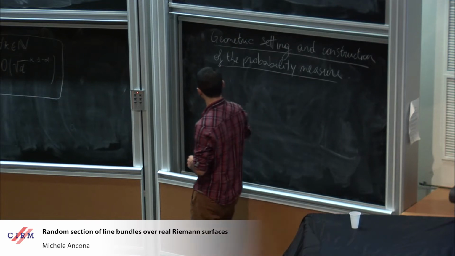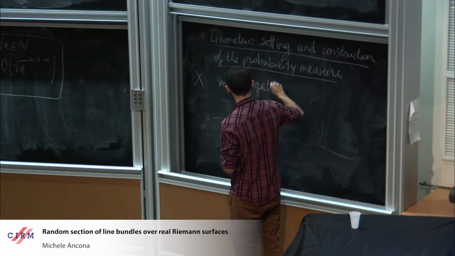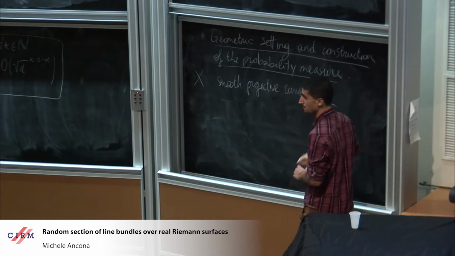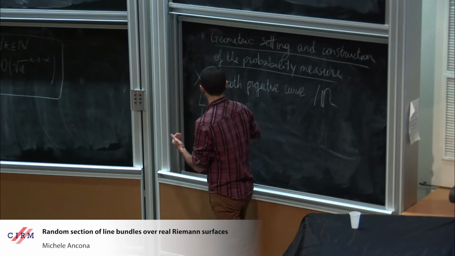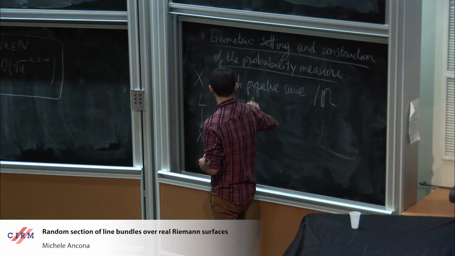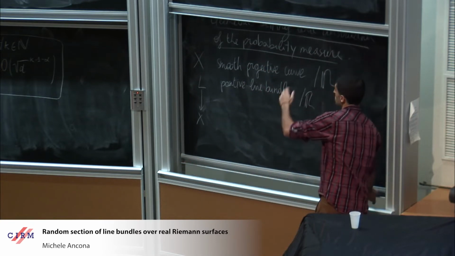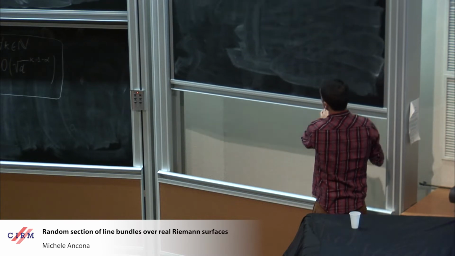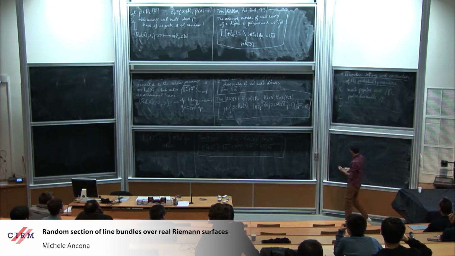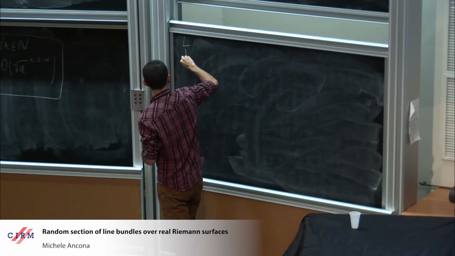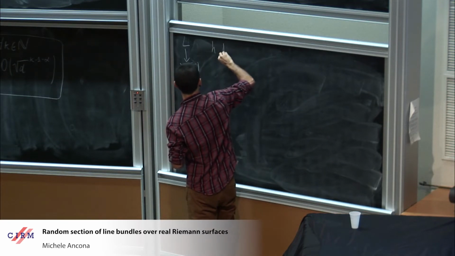So here we consider X a smooth projective curve over R, and we equip X with some positive line bundle, also defined over R. So we have this line bundle, and once we have this line bundle, we can equip it, at least the complex points, with some Hermitian metric.